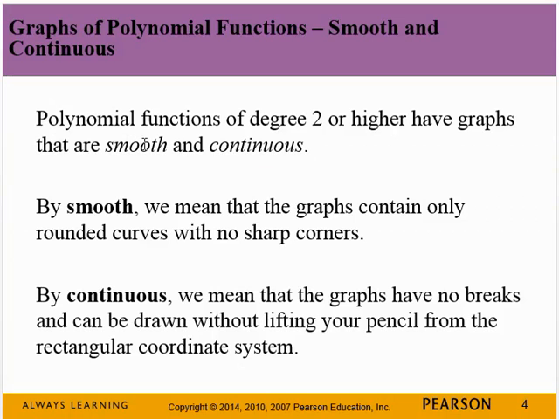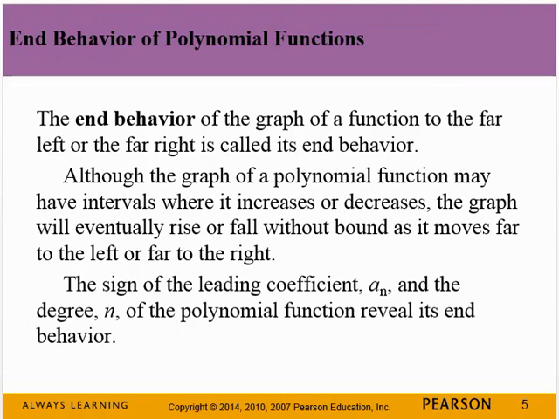A polynomial function of degree 2 or higher has a graph that is smooth and continuous. By smooth, we mean the graph contains rounded curves and there are no sharp edges, so your parabola. And by continuous, we mean the graph has no breaks and can be drawn without lifting your pencil from a regular coordinate system. So you can draw it without lifting a pencil or moving anything.